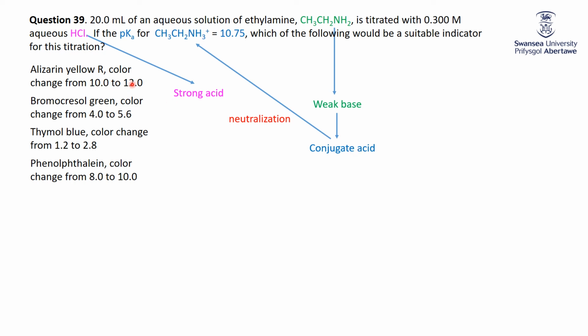So 10 to 12, useless, that's basic. 8 to 10, useless, that's basic. So we're going to either use bromocresol green, which is a color change for a very weak acid, or thymol blue, which is a color change for a good, strongish acid. Well, this got a pKa of 10.75, so it's an extremely weak acid. Therefore, we're going to want to use bromocresol green, which is going to change color in the weakly acidic region.